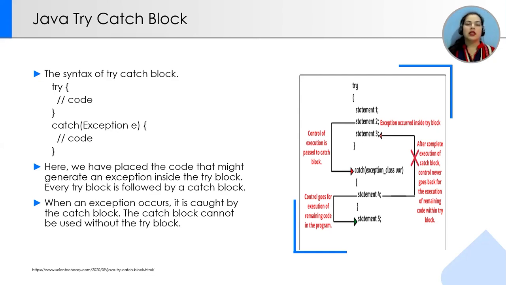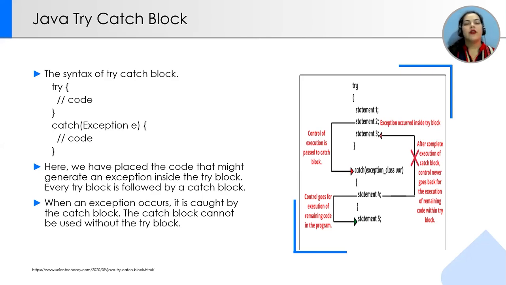Let's discuss all these things with a simple example. For example, I have mentioned some lines of statements. I am dividing a number by zero. I am multiplying a number by zero. I am adding zero to a number. I am subtracting zero from a number. So these are some of the operations.